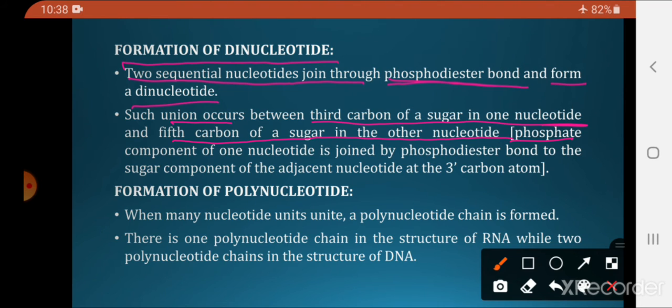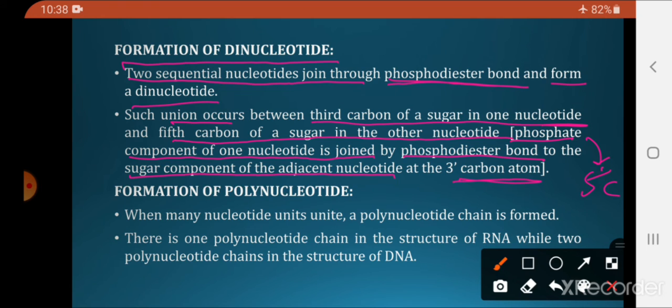That is, the phosphate component of one nucleotide is joined by a phosphodiester bond to the sugar component of the adjacent nucleotide at the third carbon. Okay, the phosphate component is at which carbon? The fifth carbon. So that carbon will bind with the third carbon of the next nucleotide. So this is how a dinucleotide is formed. Now what are nucleic acids? They are polynucleotides. So when many nucleotides are joined in this manner, what structure will be formed?